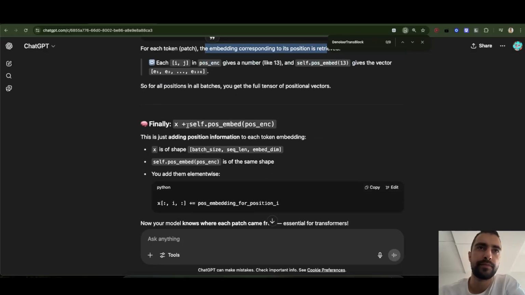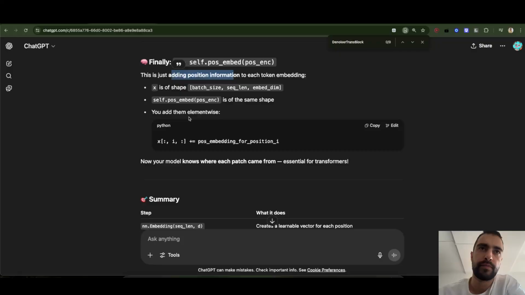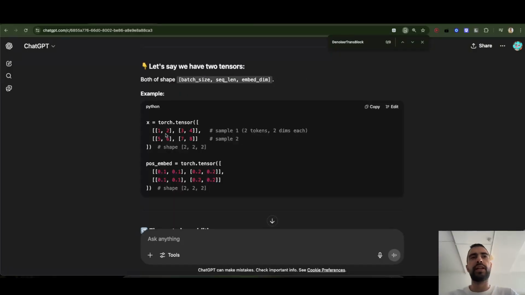And that's it. Then we add those embeddings to the X. It's just adding with a basic plus, so they are added element-wise. You see that every number in the embedding will have a corresponding position number, so they will just be added element-wise like this.